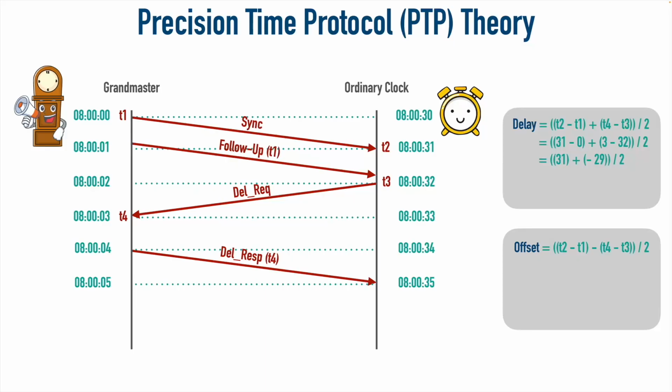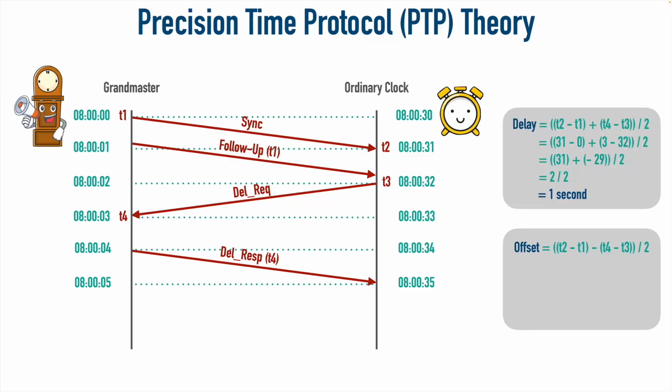What is 31 plus negative 29? Well, that's the same thing as saying 31 minus 29, which is 2. And we say we're going to take that value of 2 and divide by 2, and that gives us the delay of 1 second, which is exactly what we see in our diagram. Now, obviously, in the real world, we are probably not going to have a delay of 1 second, but it makes it easy to visualize as we're going through the math.